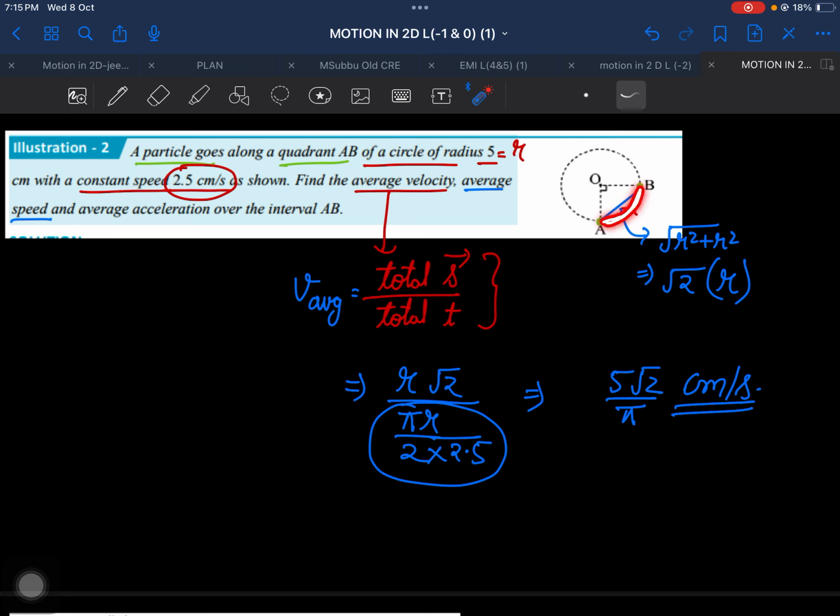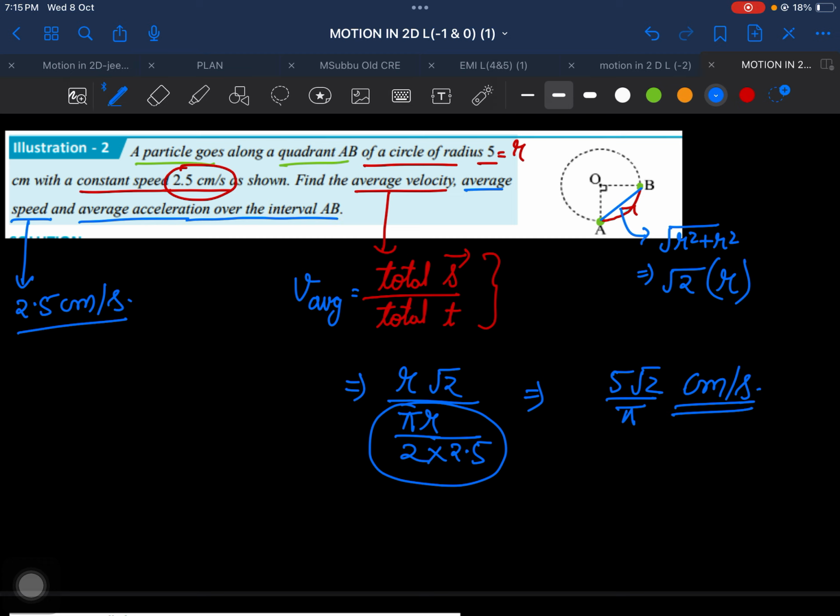Let me explain with a good example. Suppose we want to calculate the average height of the students in the class. If each student has a height of 6 feet, then the average height will be 6 feet only. That's how the average speed in this case will be nothing but 2.5 centimeter per second. It is constant throughout the motion. Now we have to find the average acceleration.